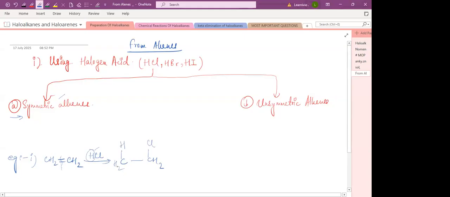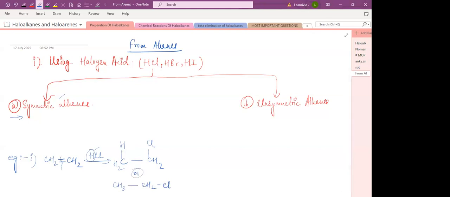Okay, so the symmetric one is very, very simple. What you are supposed to do is just break the pi bond and add the hydrogen on one carbon and the halogen group on the other carbon. You will get the product. And how can you write this one? So it's CH2 and H over here. So it's CH3CH2Cl, right? Basically, this is chloroethane. Chloroethane. Got it or not? Clear?